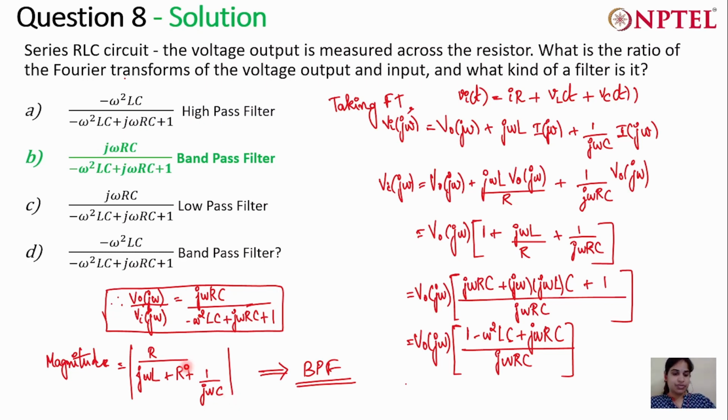Now in this, if you see, what will happen? Even if you take smaller values of omega, if omega is tending to 0, for example, then also this filter is not going to allow the signal to pass through. If omega is in a higher range, if omega tends to infinity also, this filter is not going to allow frequencies to pass. So basically this is a band pass filter. So the option is B.